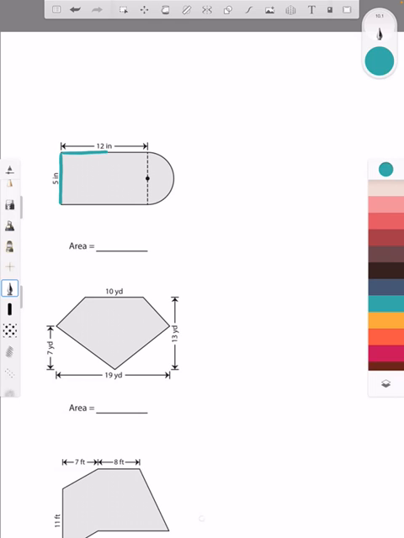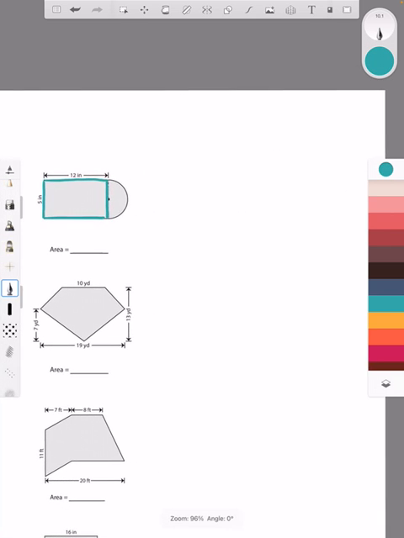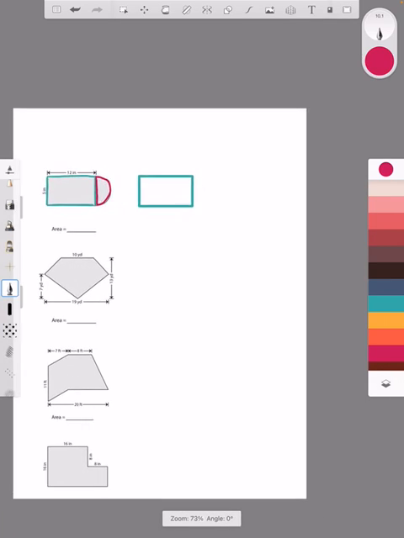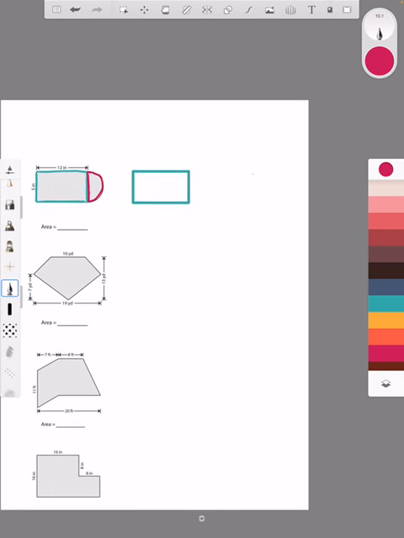So I'm outlining my rectangle first, and I'm going to draw it off to the side. And then I'm going to outline my semicircle, and I'm going to draw that one off to the side as well. And then I like to find the area for both.